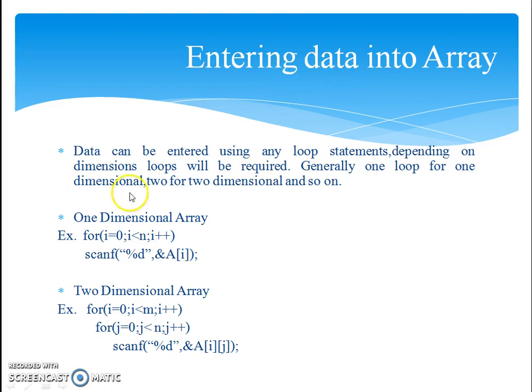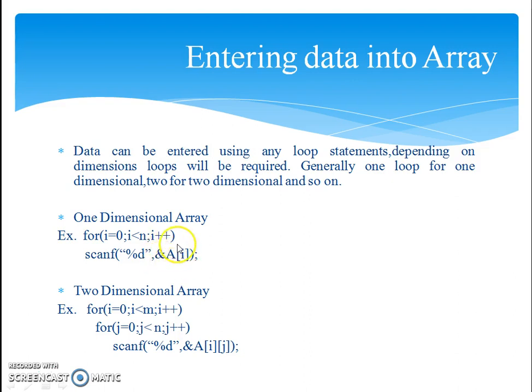Entering data into an array. If we want to enter data into a one-dimensional array, at minimum one kind of loop should be used, as we need to change the subscript value. So here I am using a for loop. It is easier to represent, so I am using that. Ampersand is a must, as we are not going to access only the first element. We want to access all the elements.